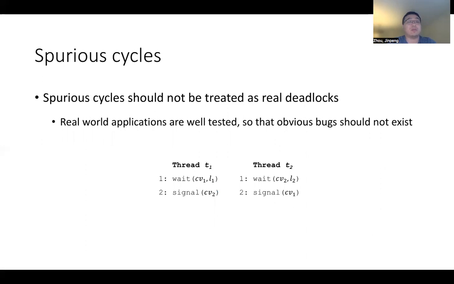The third rule is called spurious cycles. Spurious cycles should not be treated as real deadlocks. This is based on the assumption that real-world applications are well tested, so that obvious deadlocks should not exist. The example here shows an obvious deadlock. The thread T1 is waiting for a signal from thread T2, and the thread T2 is waiting for a signal from thread T1. Both threads will definitely deadlock upon the first statement. If the real-world application has such a deadlock, then the deadlock will definitely happen and the bug will be fixed before the deployment.